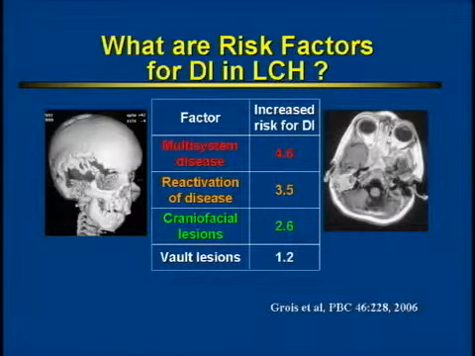And then patients who have craniofacial lesions around the orbit or the temporal bone are 2.5-fold more likely to develop diabetes insipidus than other patients. In contrast, patients who have vault lesions or lesions in the rest of the skull, which is a very common area, you can see that their risk is only very slightly increased, and that may not be significant.